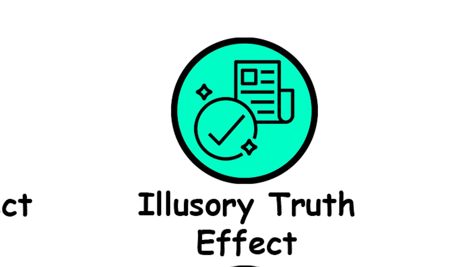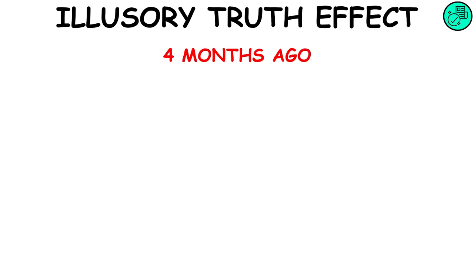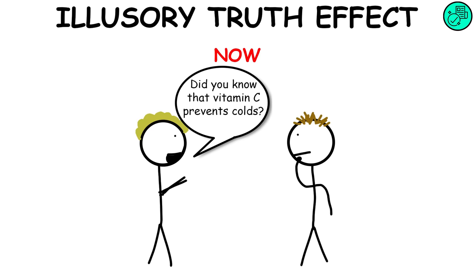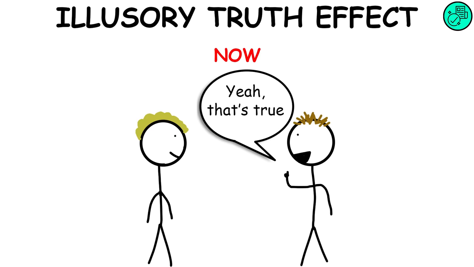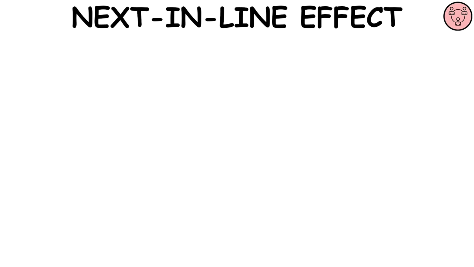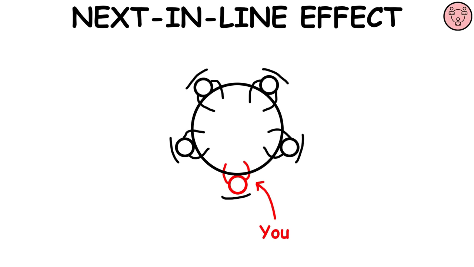Illusory truth effect. People are more likely to identify as true statements those they have previously heard, even if they cannot consciously remember having heard them. Next in line effect. When taking turns speaking in a group using a predetermined order, like going clockwise around a room, people tend to have diminished recall for the words of the person who spoke immediately before them.